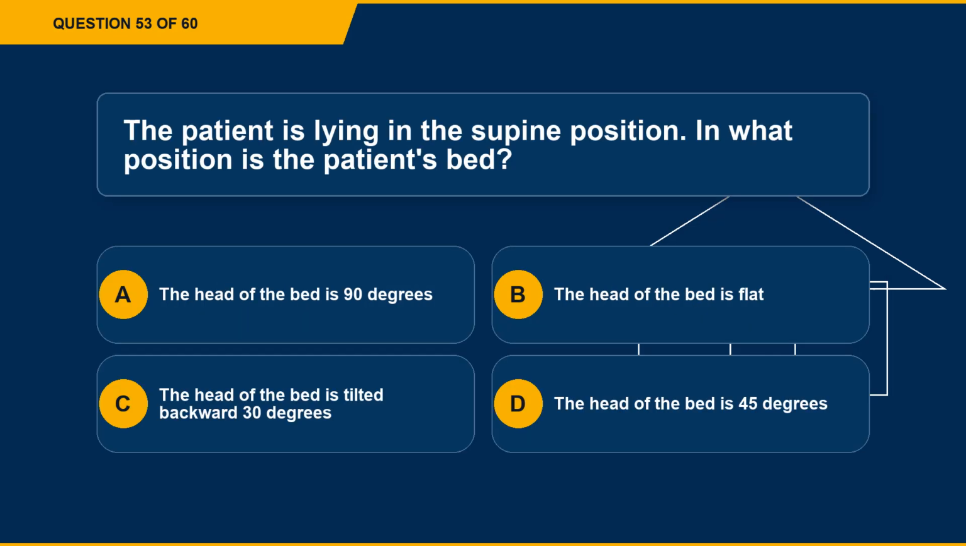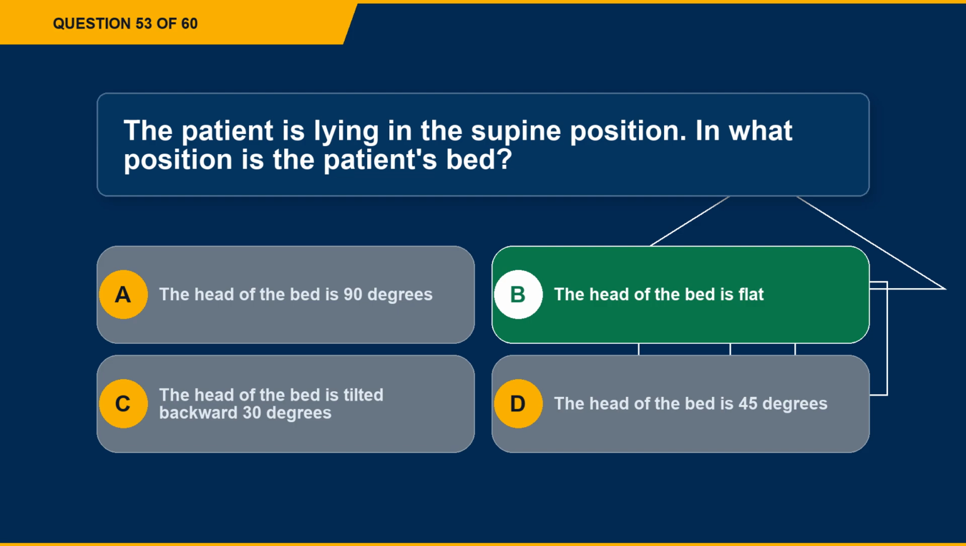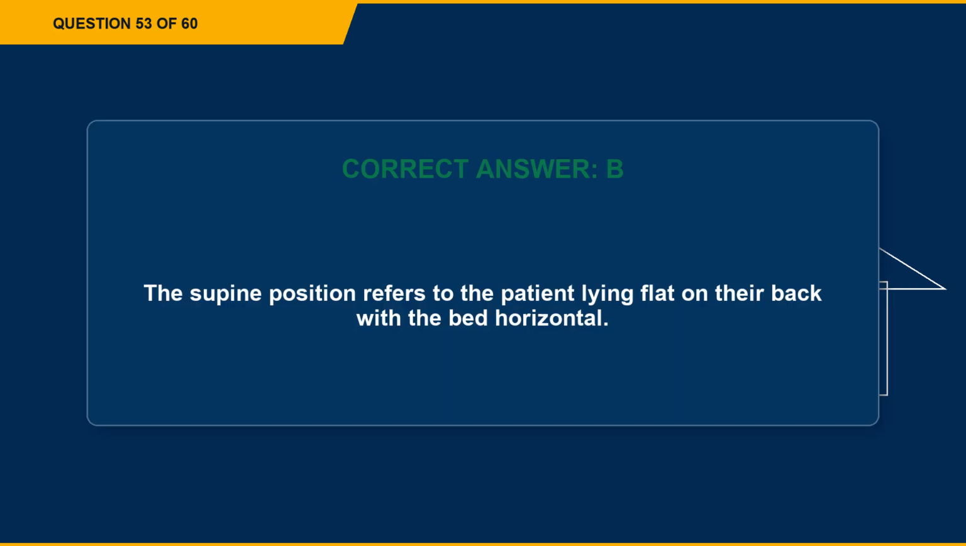Question 53. The patient is lying in the supine position. In what position is the patient's bed? Option A, the head of the bed is 90 degrees. Option B, the head of the bed is flat. Option C, the head of the bed is tilted backward 30 degrees. Option D, the head of the bed is 45 degrees. The correct answer is option B, the head of the bed is flat. Explanation. The supine position refers to the patient lying flat on their back with the bed horizontal.